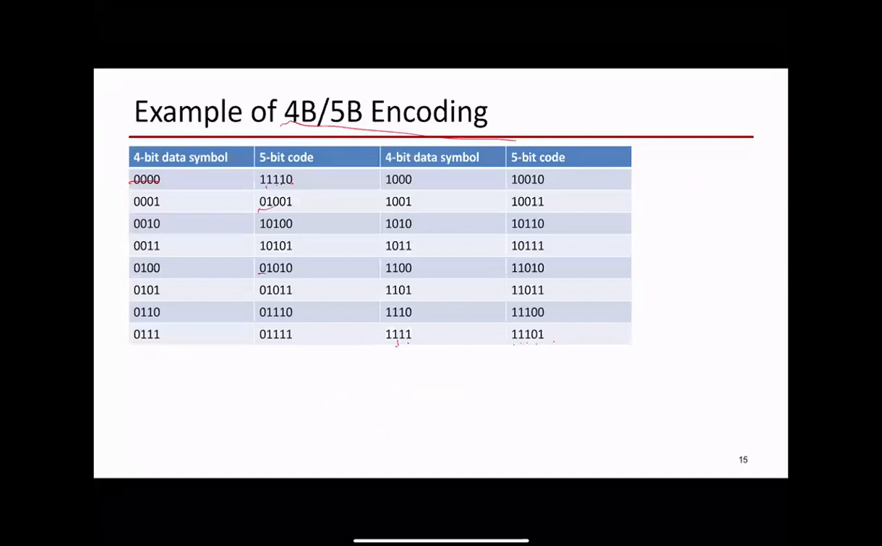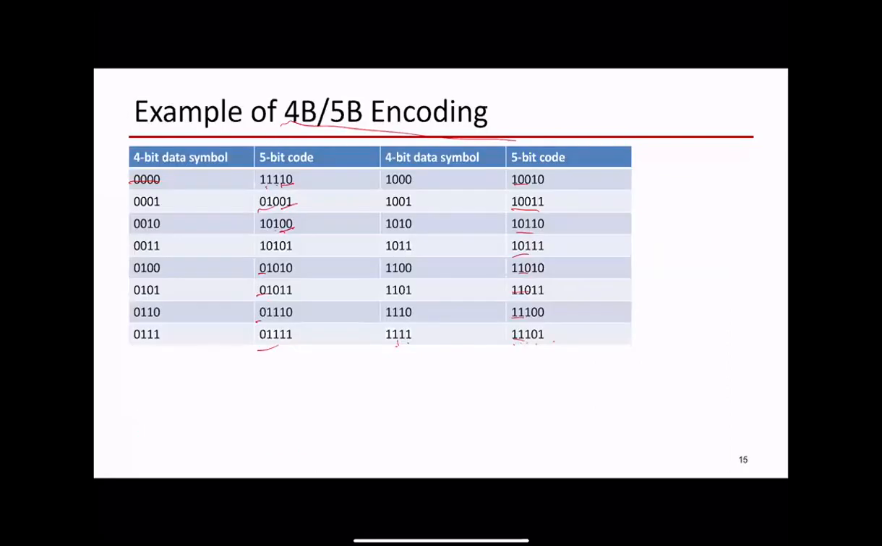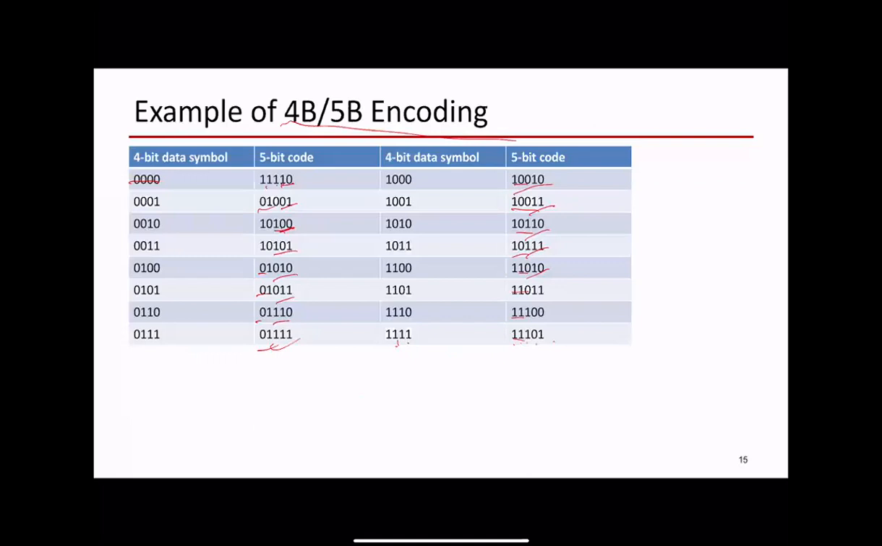1, 1, 1, 1, 1. There is no 2 ones in the starting, okay? And there's no more than 2 trailing zeros. There is no 3 zeros in the tail. Also, no more than 3 consecutive 0. No more than 3 consecutive 0.